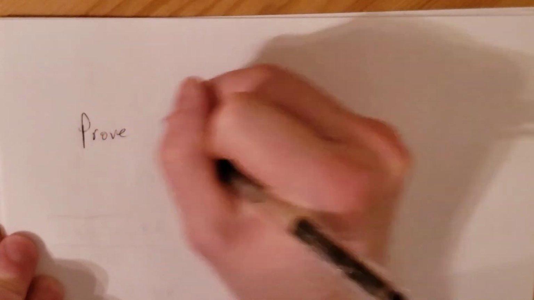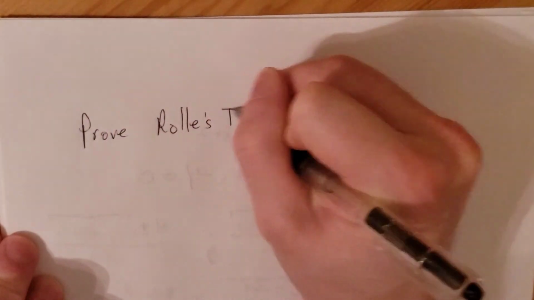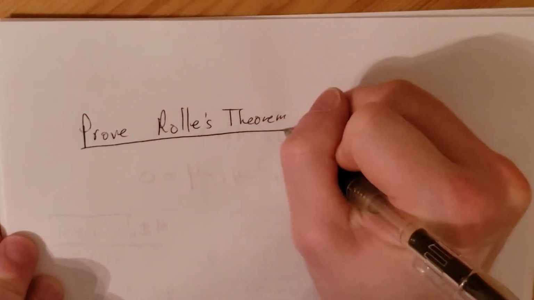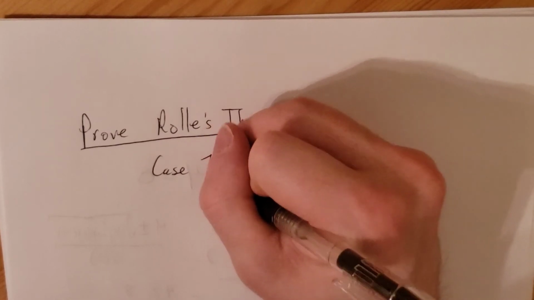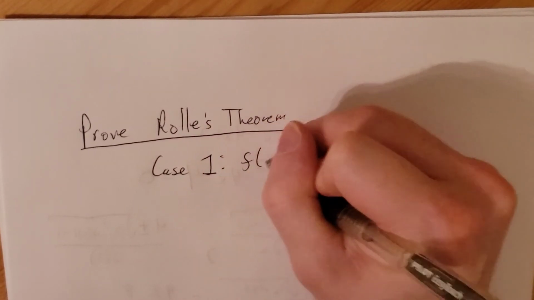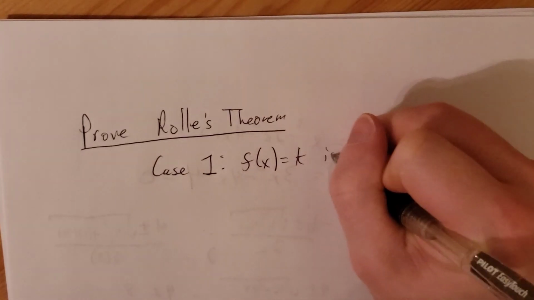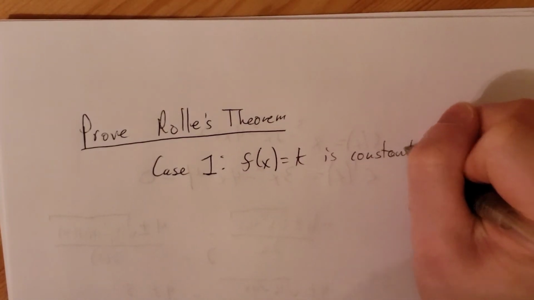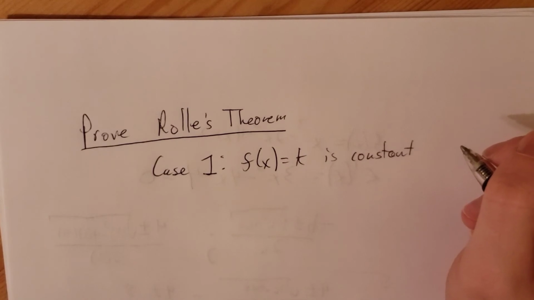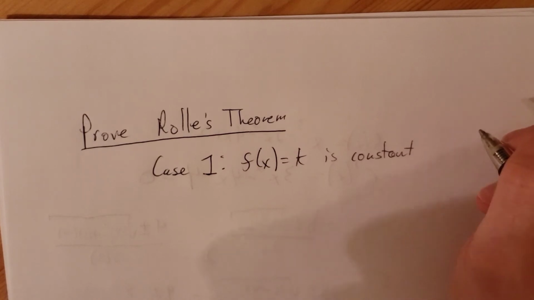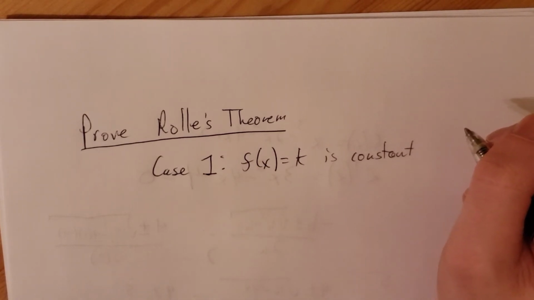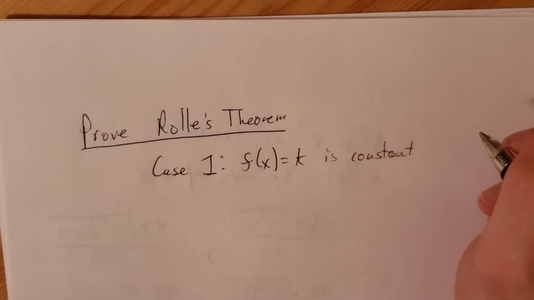Okay. I actually still have one last thing I want to do in this video, and that is to prove Rolle's theorem. Well, we can break this up into 3 cases. Case 1, what if our function is a constant? Well, if our function is a constant, then the derivative is 0 everywhere, and certainly the conclusion of Rolle's theorem is thus true.